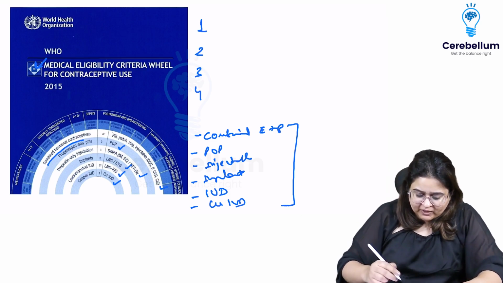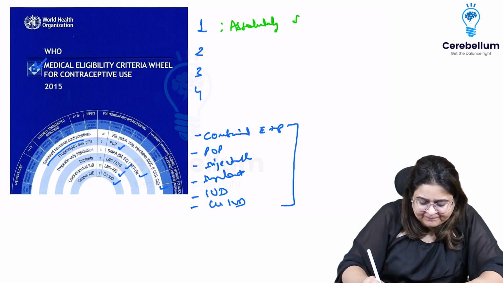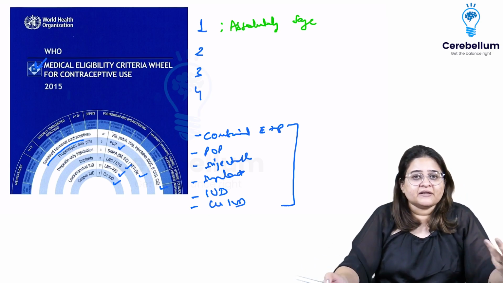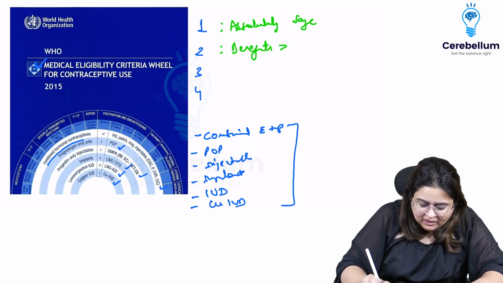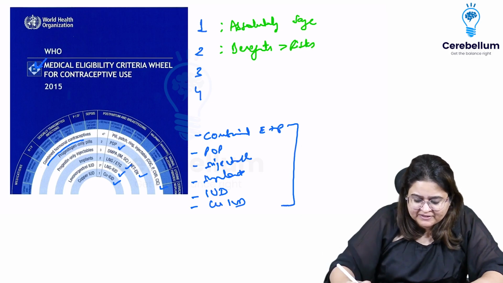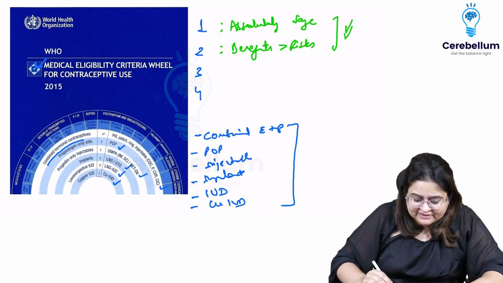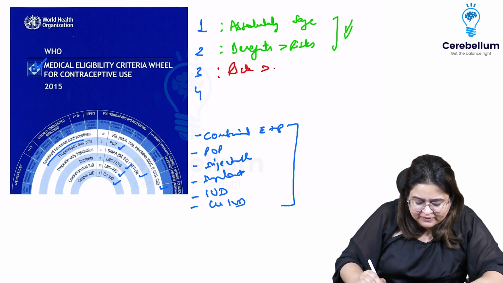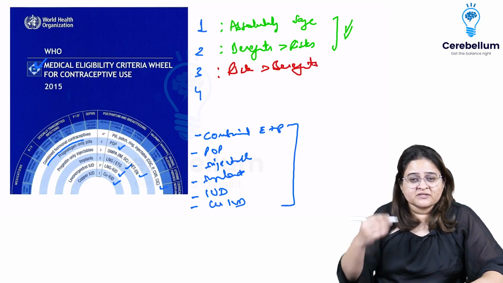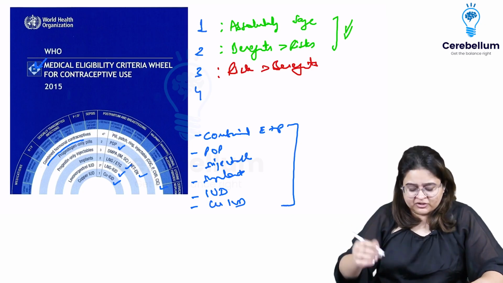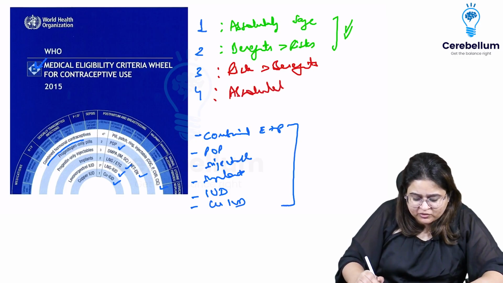1 means the method is absolutely safe for use in that medical condition. 2 is that the benefits outweigh the risks. That means in both 1 and 2, this method should be used. Whereas 3 is when the risks outweigh the benefits. That means that method is relatively contraindicated for that medical condition. And 4 is when it is absolutely contraindicated. You should not be using it.